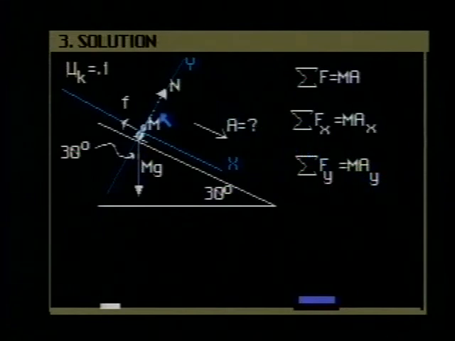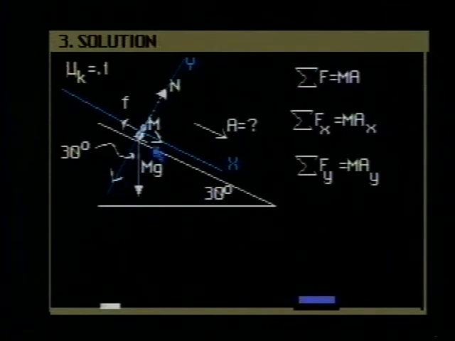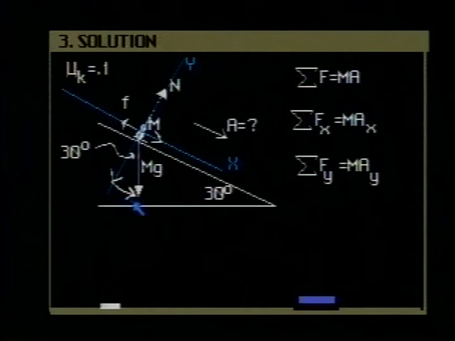If we examine our forces, we find that the normal force lies along the positive y-axis. The frictional force f lies along the negative x-axis. The acceleration that we're looking for is along the positive x-axis. The weight mg lies neither along the y-axis nor the x-axis, but we can break it down into components along the x and y-axes. An x component along our x-axis, and a y component like that.